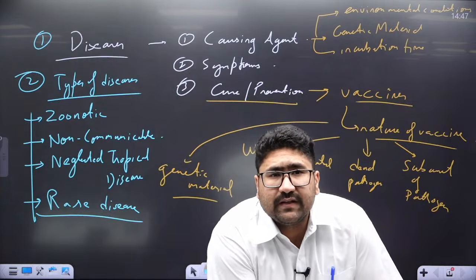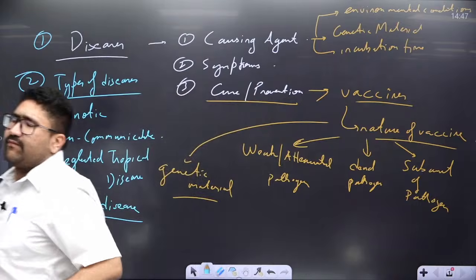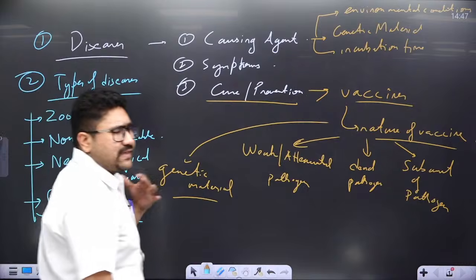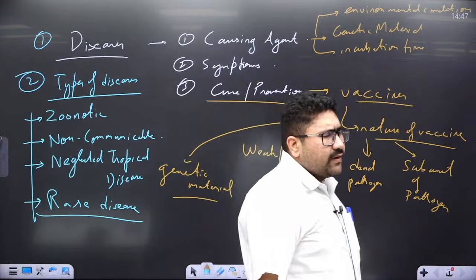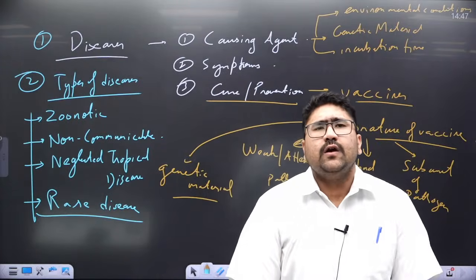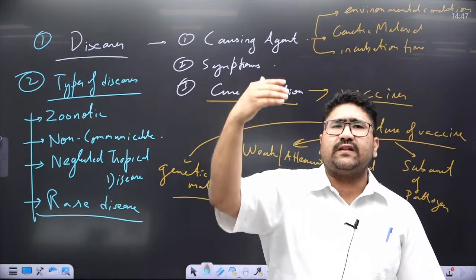Neglected tropical disease is nothing but any disease that is found... So for example, as simple as let's say chicken pox, as simple as let's say malaria. Such diseases are prevalent in tropical regions of the world. Tropical regions of the world, 30 degree north to 30 degree south.